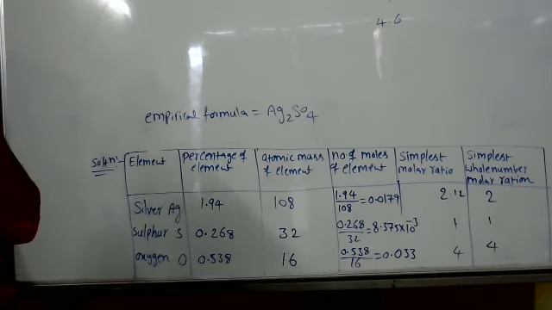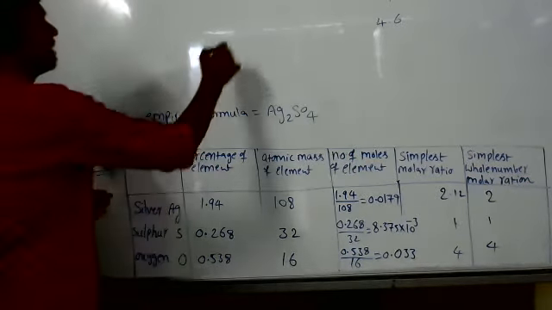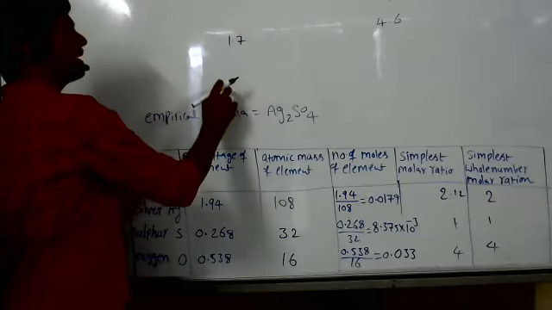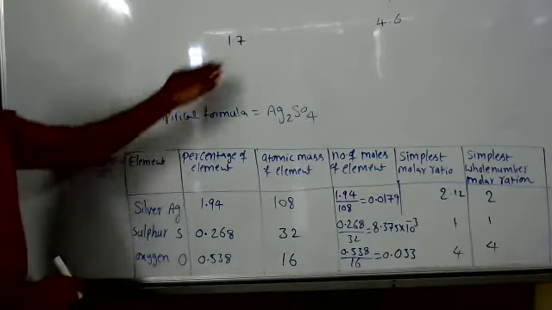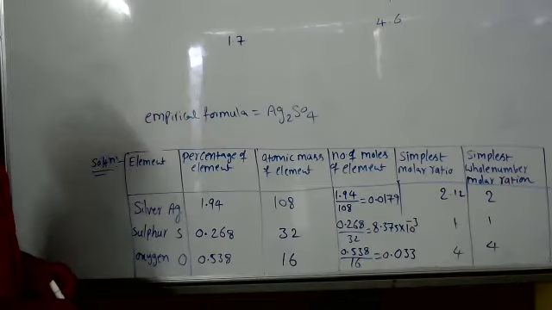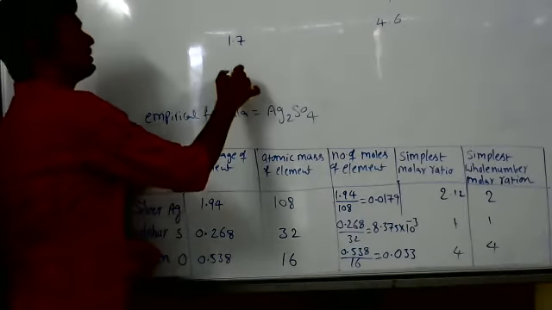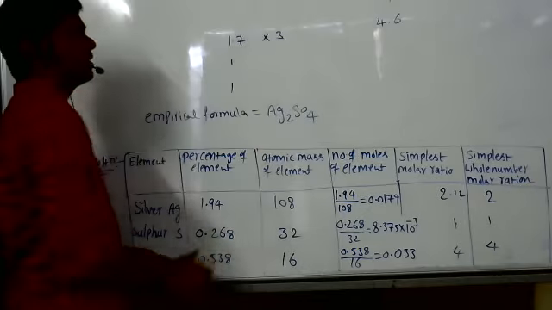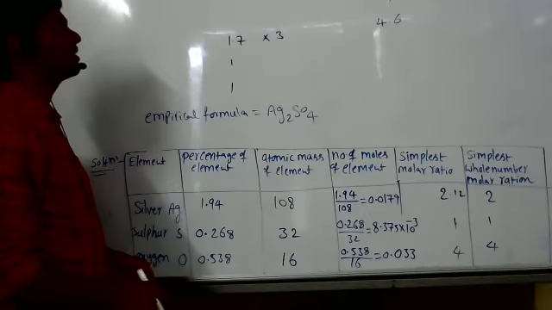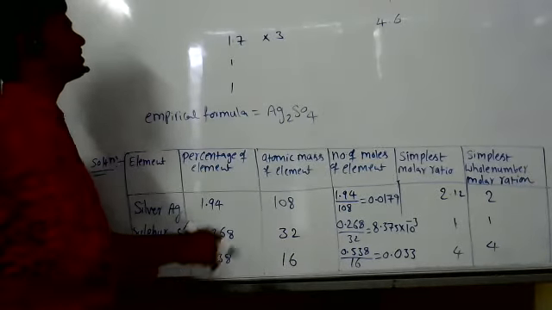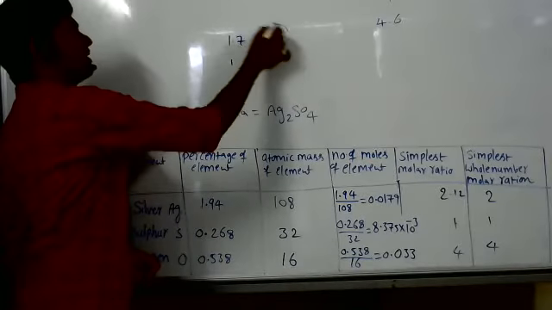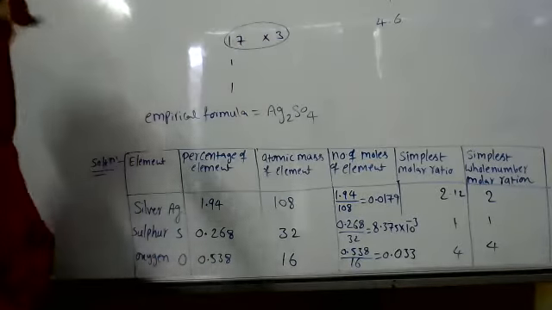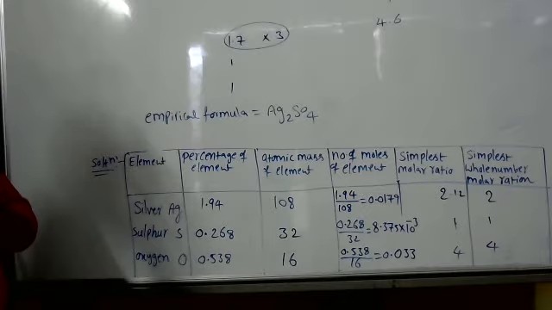So what is the number? Something like 1.7. How will you make it a whole number? If there are only two elements, 1.7 and 1, we can multiply by 10 or we can multiply by 3. Sir, we can multiply by 10 because we get the direct ratio. Okay, but if we multiply with 3, how much does 1.7 into 3 give? 5.1.